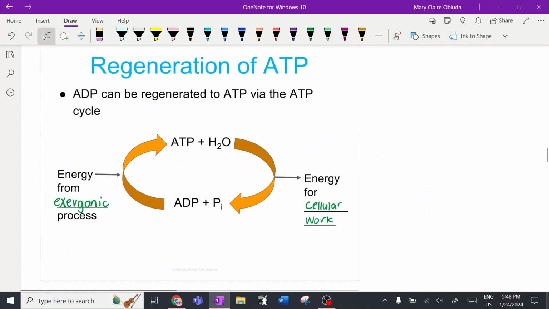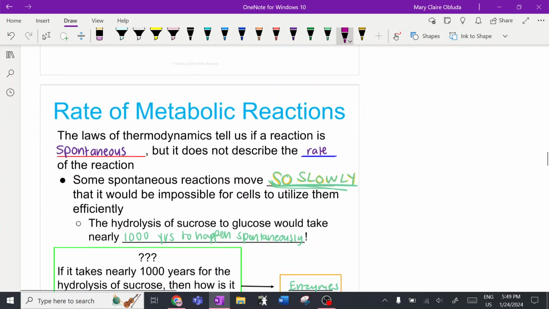Okay, regeneration of ATP. So you know how ATP broke apart with the hydrolysis reaction? It is broken apart to do work, and then ADP and a phosphate group can be recombined to make ATP again. An example of this would be ATP synthase. We often see the proton gradient of H plus being used to phosphorylate ADP, so adding a phosphate group to it and making it ATP.